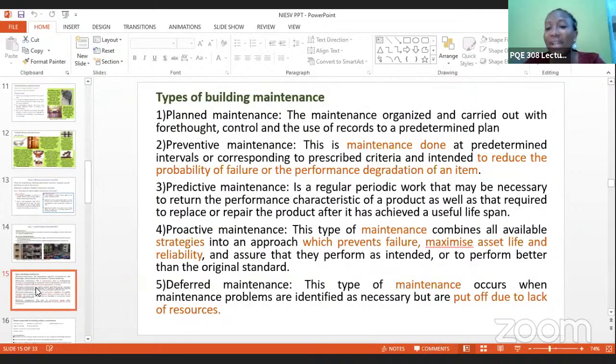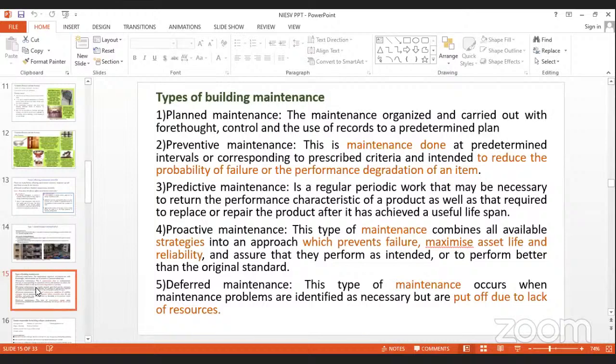So the maintenance is organized and carried out; you already have the forethought and the control, and you can use records of a predetermined planned maintenance. We also have preventive. You should be able to know the difference between one type and the other. For the preventive, as the name implies, to prevent. The key words are the words I highlighted using another color, I think the brown color. So the preventive, as the name implies, to prevent.